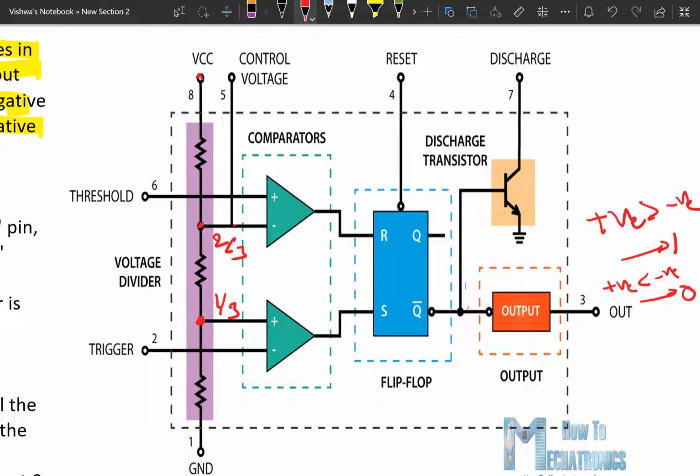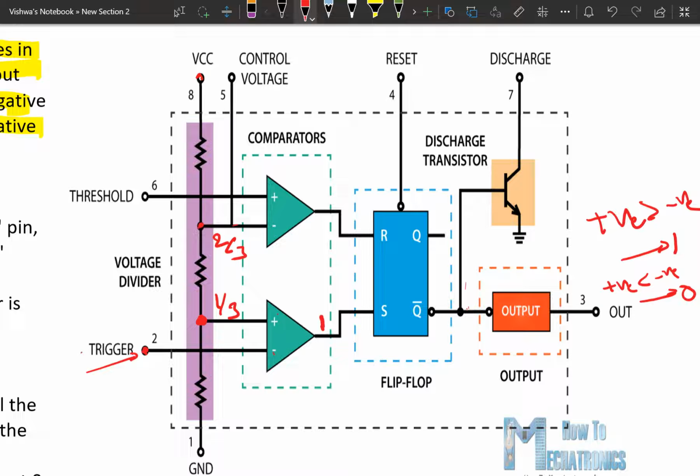Okay, now consider the case. Here the positive terminal voltage is greater than the negative terminal voltage, then it is 1. That means it will compare the 2 voltages. One is the supplied voltage to this voltage divider, 1/3, and the other one is the trigger voltage. Whatever triggering pulse is applied will be compared with these two. If the triggering voltage is less than 1/3, then it will emit 1. And again the positive terminal of the comparator is at the threshold, the same.